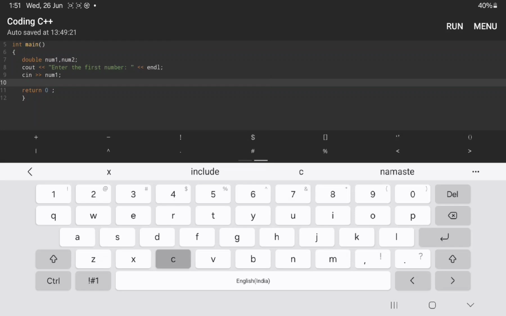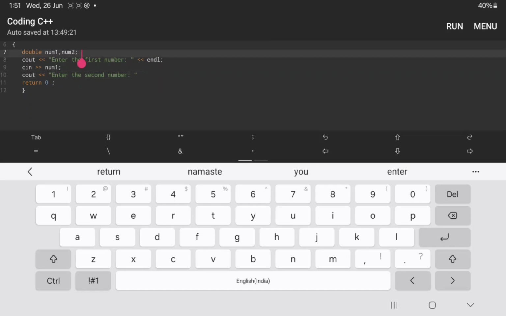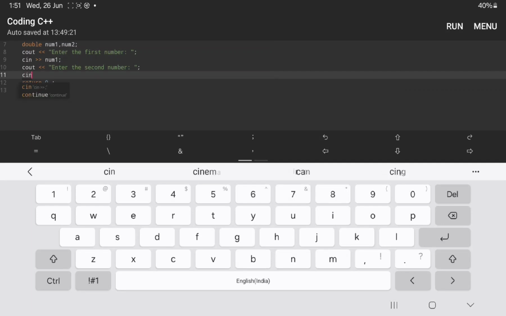And again, after that input was given, I'm going to write cout in double quotes. We are going to write enter the second number, colon. I want to take off the endl here also because this is useless. Semicolon, and down I am going to write cin num2.